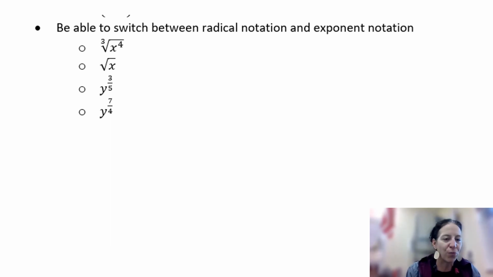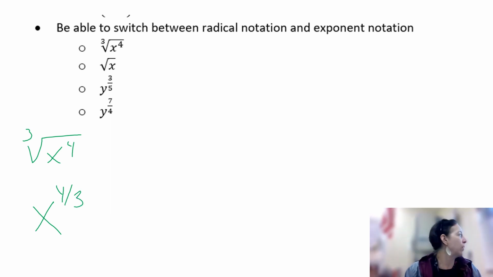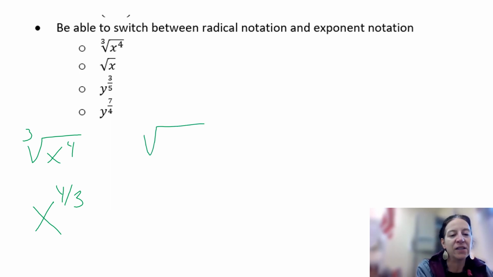Do not do extra work. You are just changing the form. On the first one, the cube root of x to the 4th would be x to the 4/3. That's it. That is all you have to do. There is no work that you would show for this. It is a matter of knowing where to put the 4 and where to put the 3. The index is the denominator. The exponent on it is the numerator. Okay, that's it.